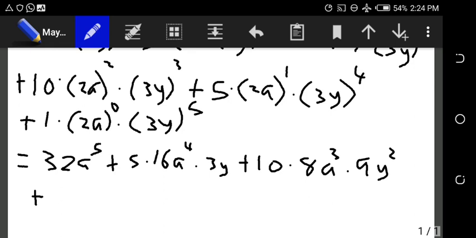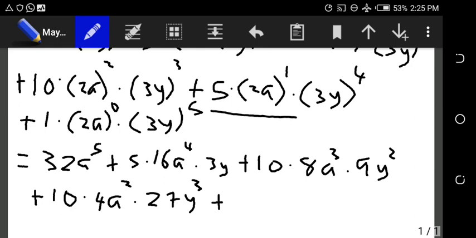Alright, so over to here, we'll still have a plus sign. Then considering this, what we have is 10, we have 2a raised to power 2, 2 raised to power 2, that's 4a squared, times, considering the bracket here, 3 raised to the power 3, that's 27y raised to the power 3.